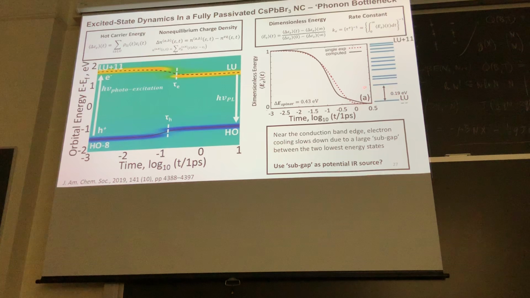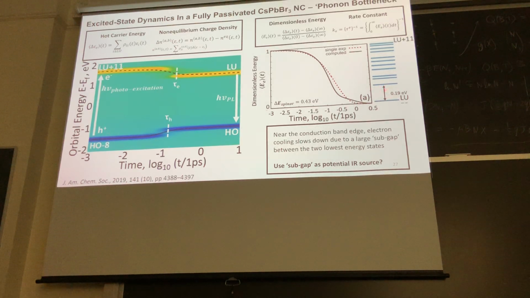And we attribute that to the large mismatch in density of states, or a large gap, because thermal energy is going to be much smaller than this gap, so it's going to take a lot longer for it to cool to the band edges. And so that was interesting in itself. As Dimitri mentioned, we published that in JAX earlier this year.